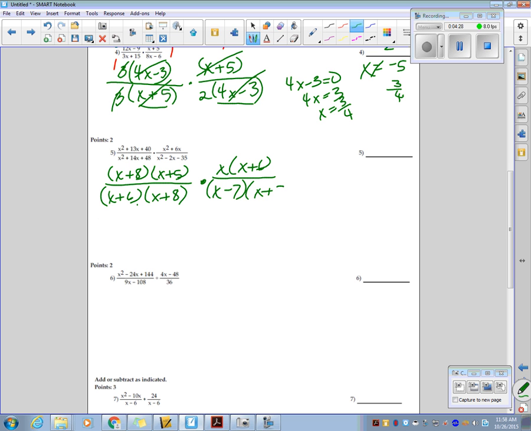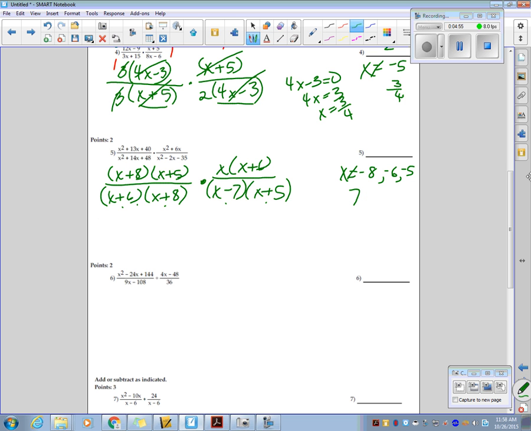Okay, here's the point where we're going to get all the restrictions, and this one particular one has a bunch. X is not allowed to be -8 from this one. X is not allowed to be -6 from this one. X is not allowed to be -5 from this one. And x is not allowed to be 7 from this last one. So 4 restrictions there. Now we're ready to cancel.